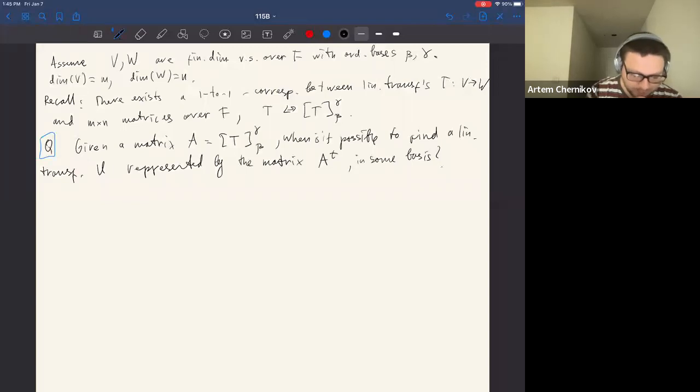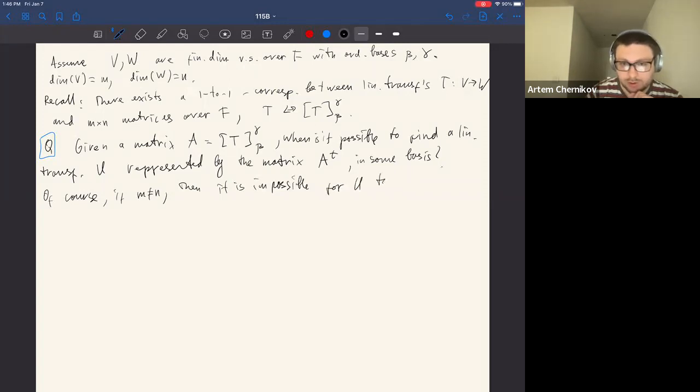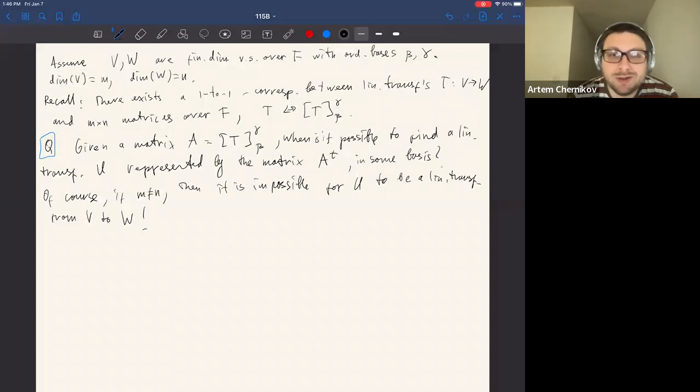So just a quick remark. Of course, if M is not equal to N, then it is impossible for U to be a linear transformation from V to W, simply because the dimensions don't match. So we don't even know how to start, because we need some guess about what the spaces could be that we use to find an appropriate U. And it turns out that the dual spaces help here.